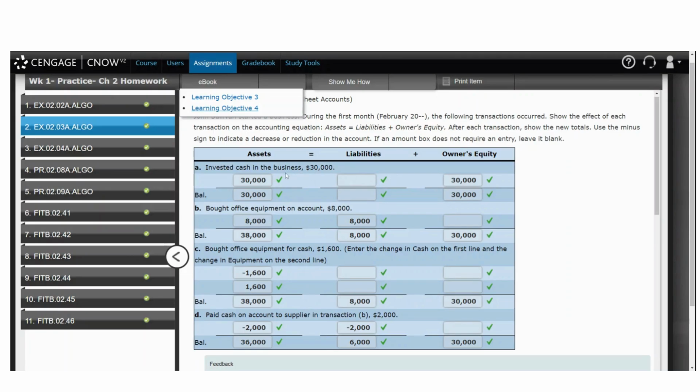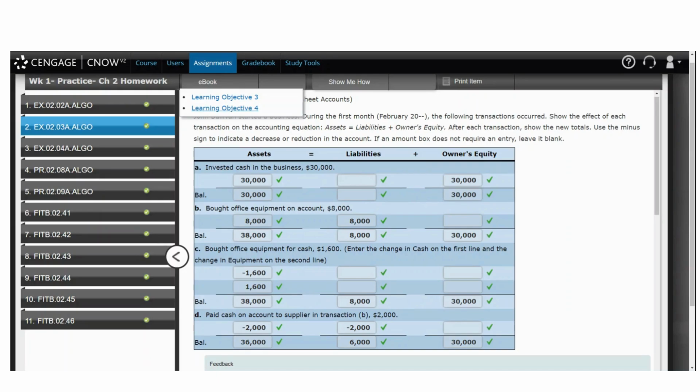Nothing else happens in this problem, so I just bring the balance down. You see how it says balance right here? I just bring them down. I don't put anything in liabilities because nothing happened to that account for this transaction. In B, the owner buys office equipment on account for $8,000.